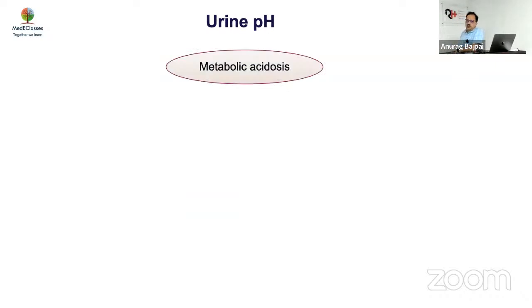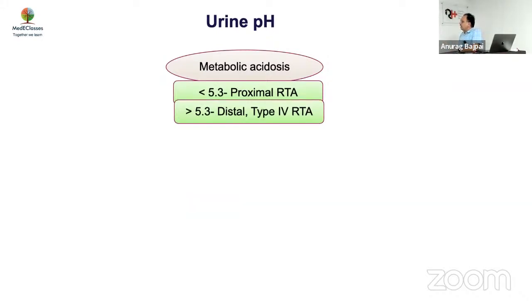Now, this is important and we are mainly discussing urinary pH in this case. Anybody who has metabolic acidosis should have an acidic urine that is less than 5.3. If you have a pH more than 5.3, you think of distal RTA, but there are other caveats which we discussed earlier.